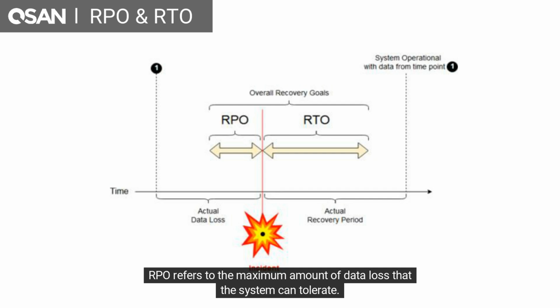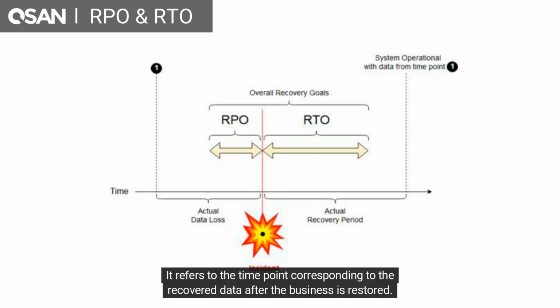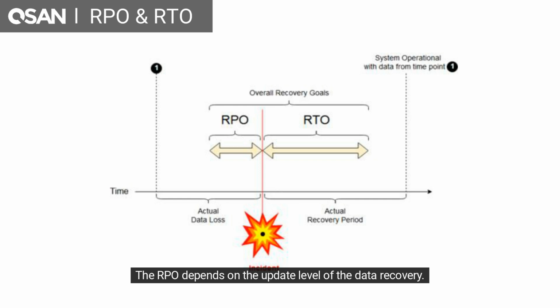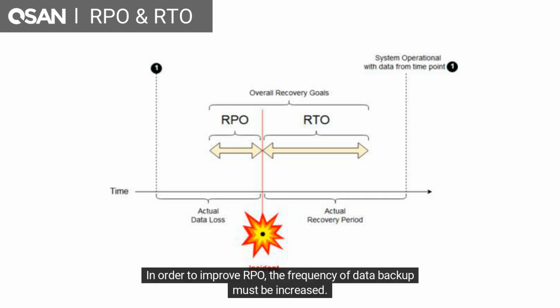RPO refers to the maximum amount of data loss that the system can tolerate. It refers to the time point corresponding to the recovered data after the business is restored. The RPO depends on the update level of the data recovery. This update level can be the last day. The backup data can also be data from 1 hour ago. This is related to the frequency of data backup. In order to improve RPO, the frequency of data backup must be increased. RPO is an indicator that reflects the integrity of data restored.